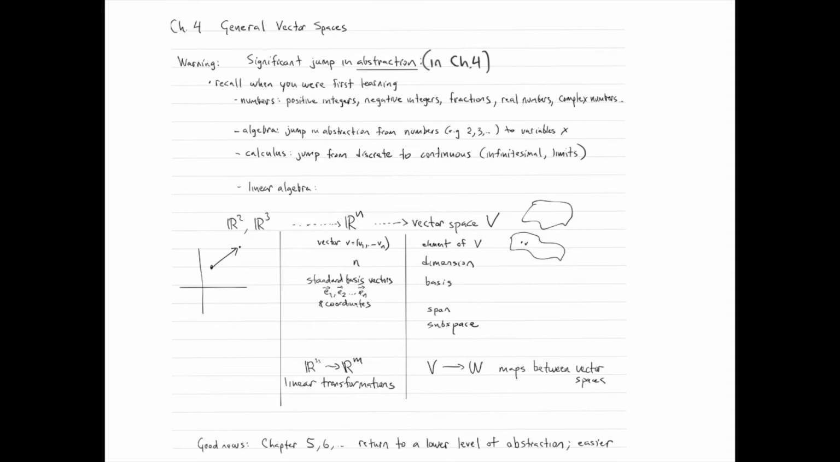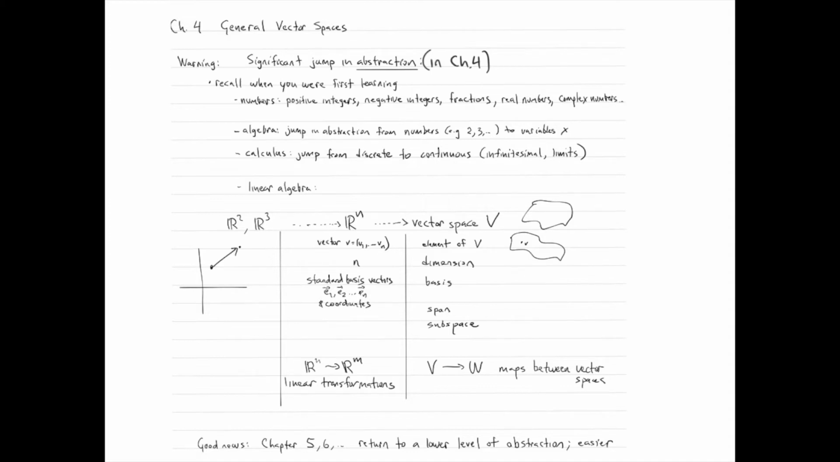Chapter 4 in Anton is titled General Vector Spaces, and in this short video I just wanted to give a warning that this chapter is a little bit more difficult than the preceding chapters, and that's because there's a significant jump in abstraction in this chapter. And what do I mean by that?